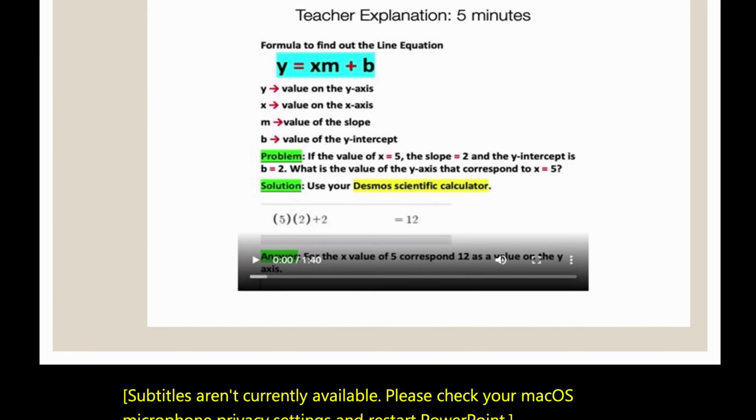In this slide, I am presenting my teacher explanation using my own video clips to show how to use the values of x, m, and v to create the line equation to find out the value of y.